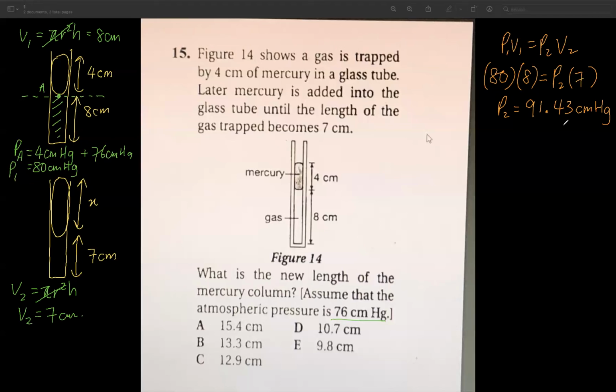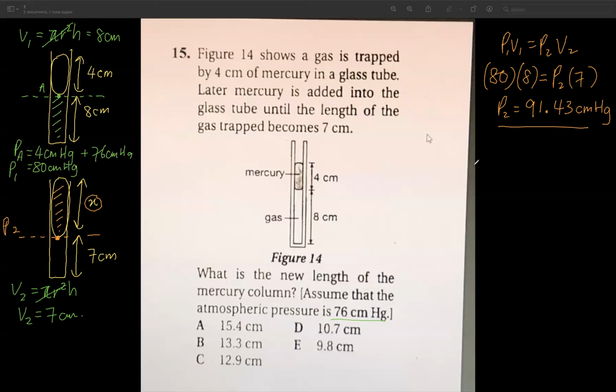Now, is this the answer? No, it's not the answer. We want the length of the column, right? So this pressure, what pressure is this? This pressure, P2, is a pressure acting on this point here. Point 2, P2, this point. After you add the mercury, the pressure becomes 91.43, which is the pressure of the mercury column plus the atmospheric pressure. Okay? So again, 91.43 is the pressure of this mercury column plus the atmospheric pressure.